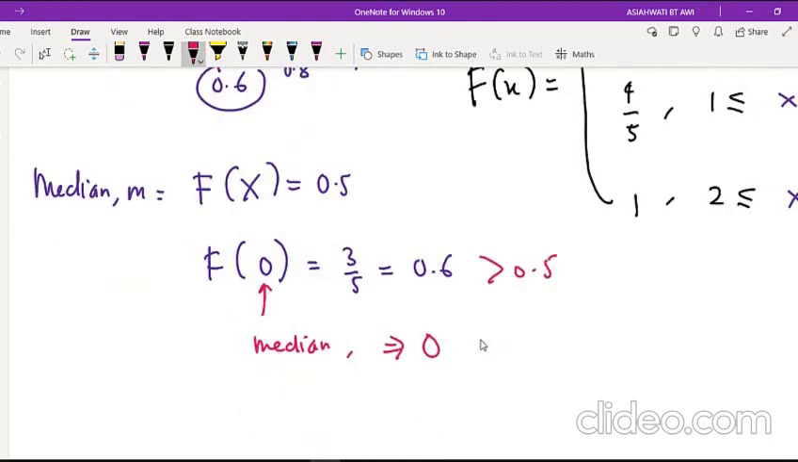From the above discussion, I hope that you understand what a discrete random variable is and know how to find the cumulative distribution function and median for a discrete random variable.